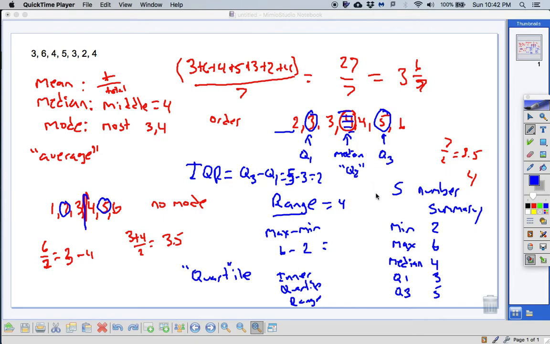We have looked at the 5-number summary, including the min, the max, the median, the Q1 and Q3. We found the range by doing max minus min, and we found the IQR by doing Q3 minus Q1. Now there's a couple other things that we're going to talk about.